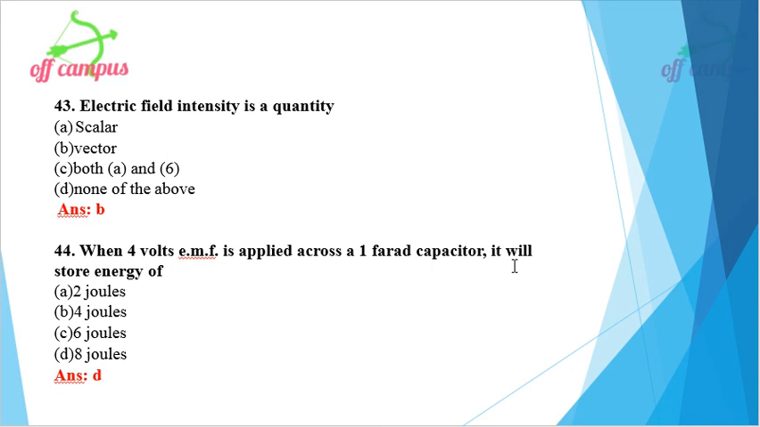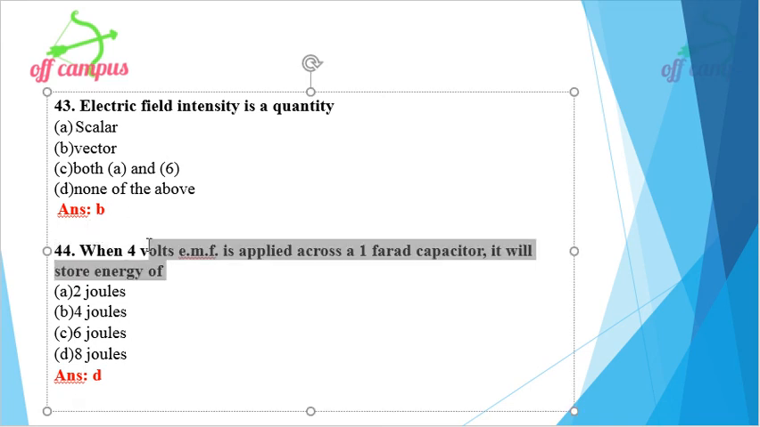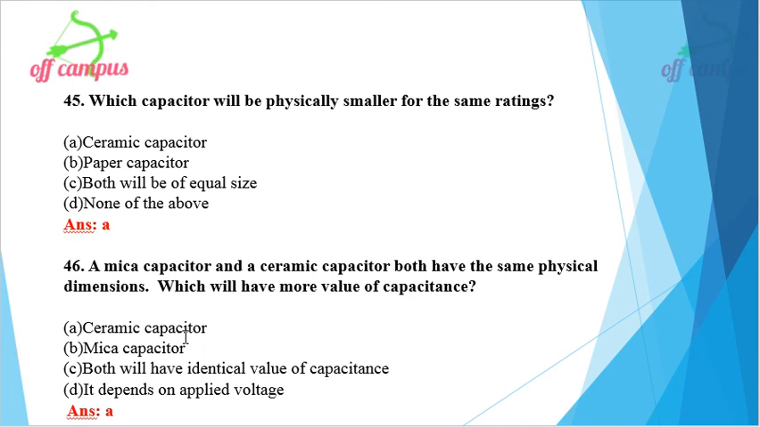The remaining part is V squared by 2. V is 4, and 4 squared is 16. 16 by 2, what will we get? 8. 8 joules, the stored energy in the unit of joules. So option D, 8 joules, is the right option for this problem. We will move on to the next one.